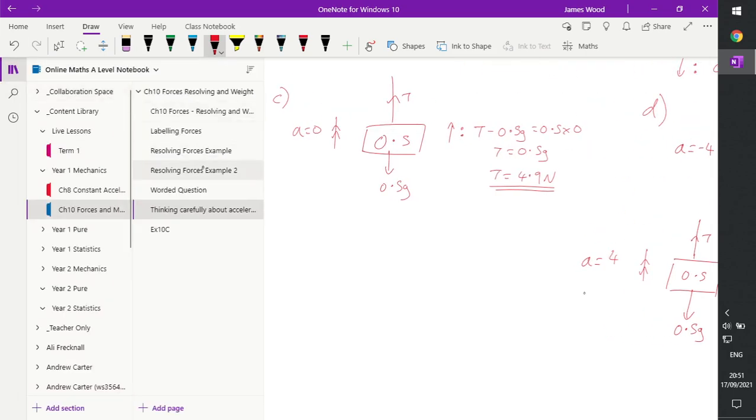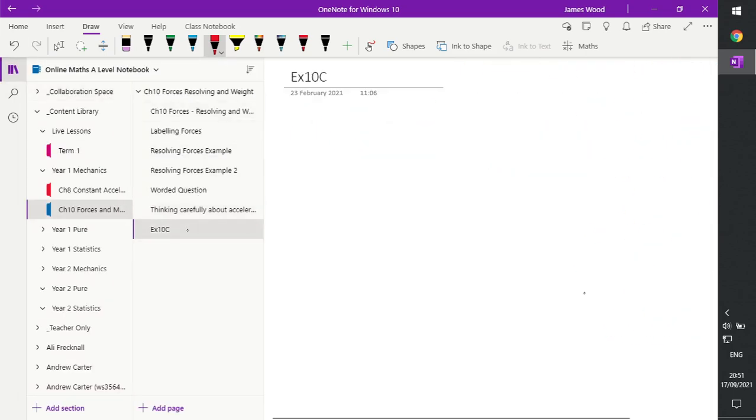Now, for some questions to do for practice, I'd like you to have a look at exercise 10C. Lots of questions about resolving forces left and right and up and down and using F equals ma. If you get stuck, obviously use the worked solutions. Those are very useful in mechanics for seeing what equations they actually came up with for the scenario to then solve.